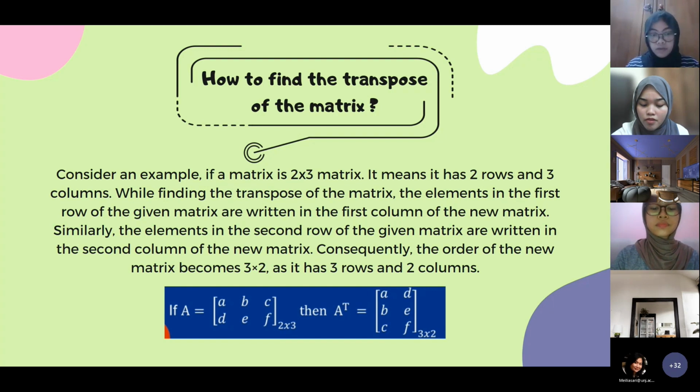If A has the elements A, B, C, D, E, F, and the order 2 by 3, then the transpose of matrix A is A, D, B, E, C, F. The order is 3 by 2.